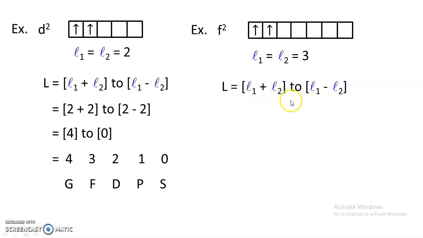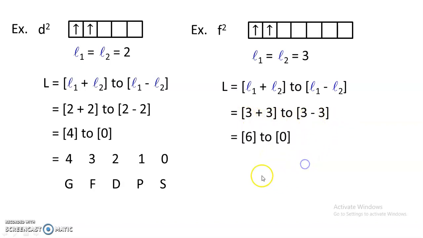So l1 equals l2 equals 3, and capital L, the resultant orbital angular quantum number, is equal to l1 plus l2 down to l1 minus l2. When we substitute the values, we can write 3 plus 3 to 3 minus 3. 3 plus 3 is 6, 3 minus 3 is 0. So the value of L ranges from 6 to 0, and the possible L values are 6, 5, 4, 3, 2, 1, 0, because each L value differs from its neighboring value by 1.